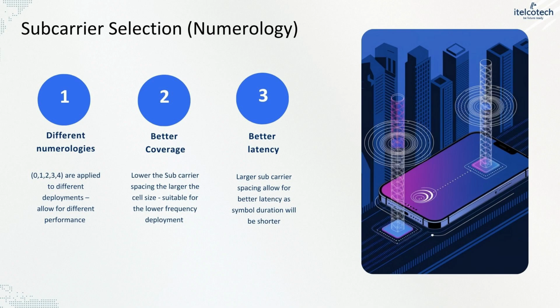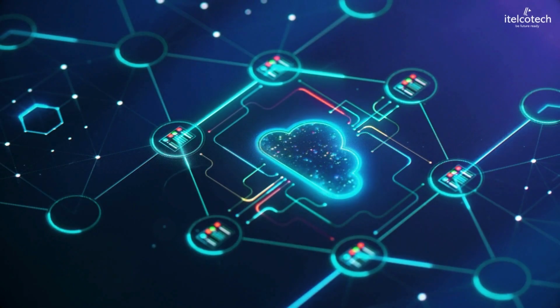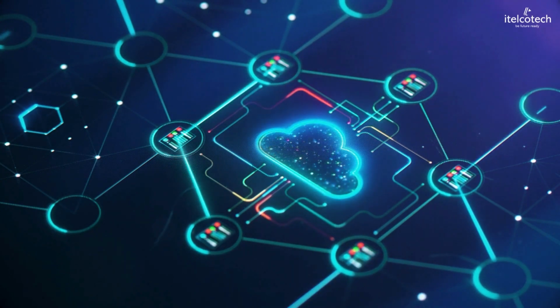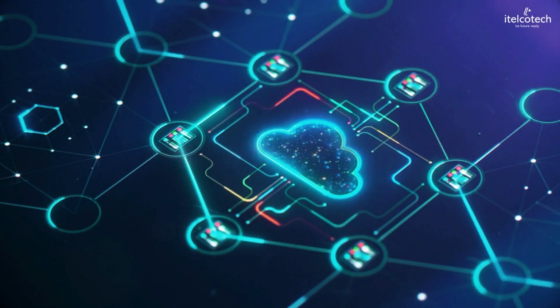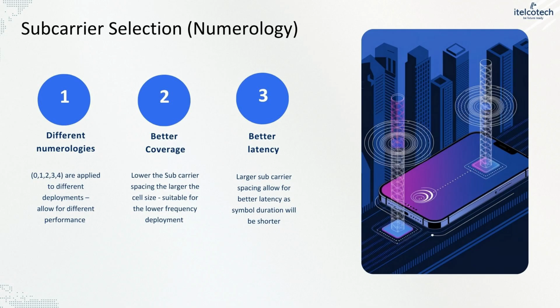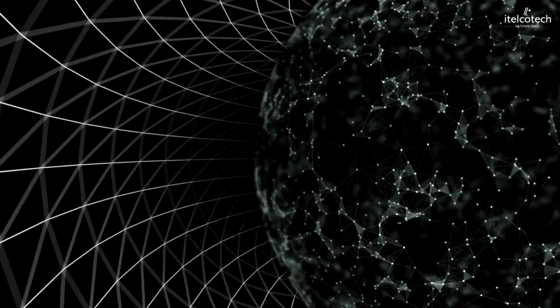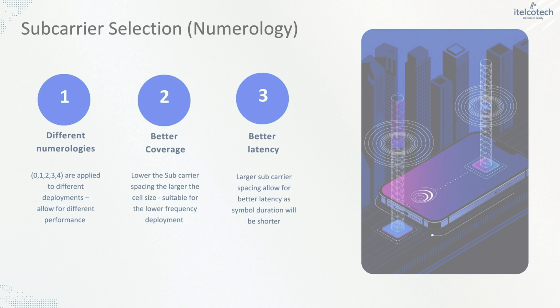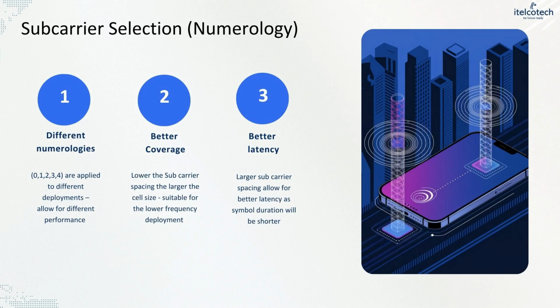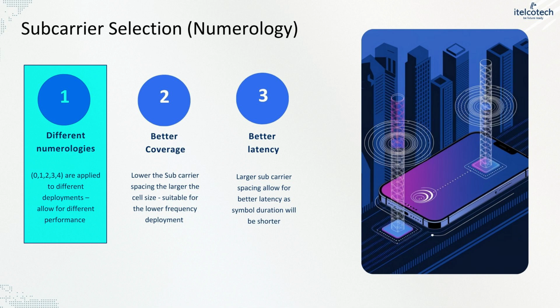Let's explore a fundamental concept in 5G new radio that significantly enhances performance across various use cases in 5G. And that concept is a flexible subcarrier spacing, or what we call numerologies. Now, there are different numerologies in 5G. It could range from 0 to 4, which corresponds to the subcarrier spacing of 15 kilohertz to 240 kilohertz. Now, these are applied depending upon the deployment scenario.